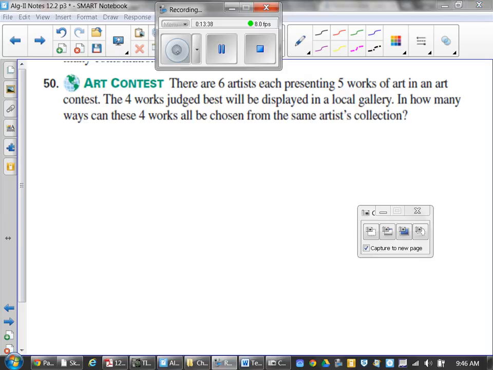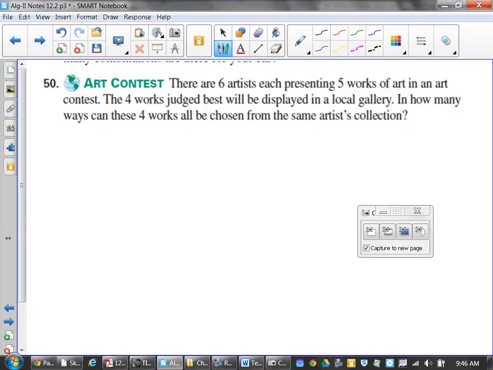The 4 works judged best will be displayed at a local gallery. How many ways can these 4 works be chosen from the same artist's collection? What's the first thing you have to select? The 6 artists. You're picking 1 artist. So it's a 6 choose 1. And you want another thing to occur then. 5 choose 4.